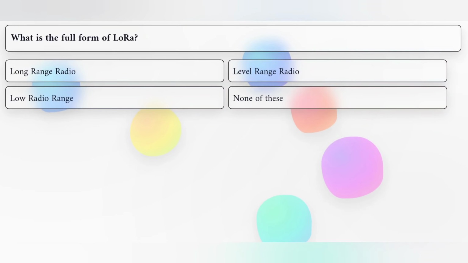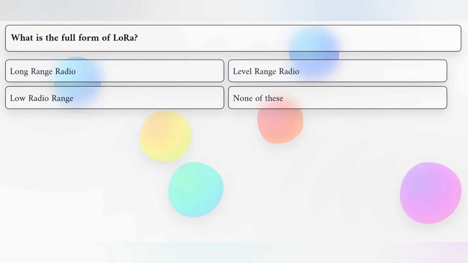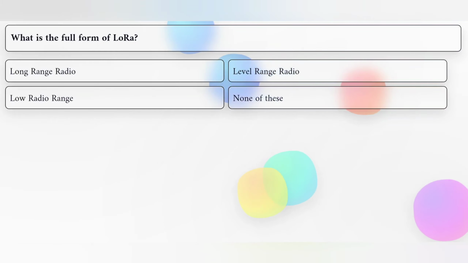What is the full form of LoRa? Long range radio, level range radio, low radio range, none of these.